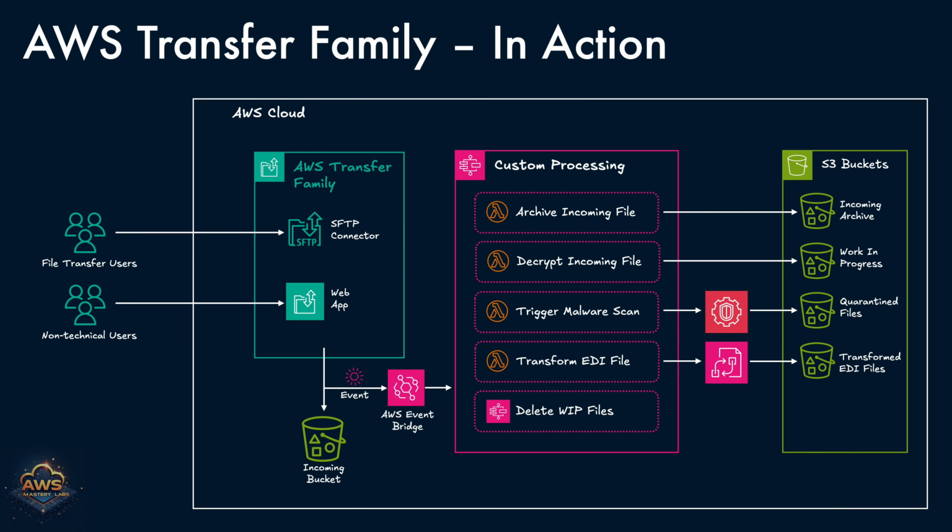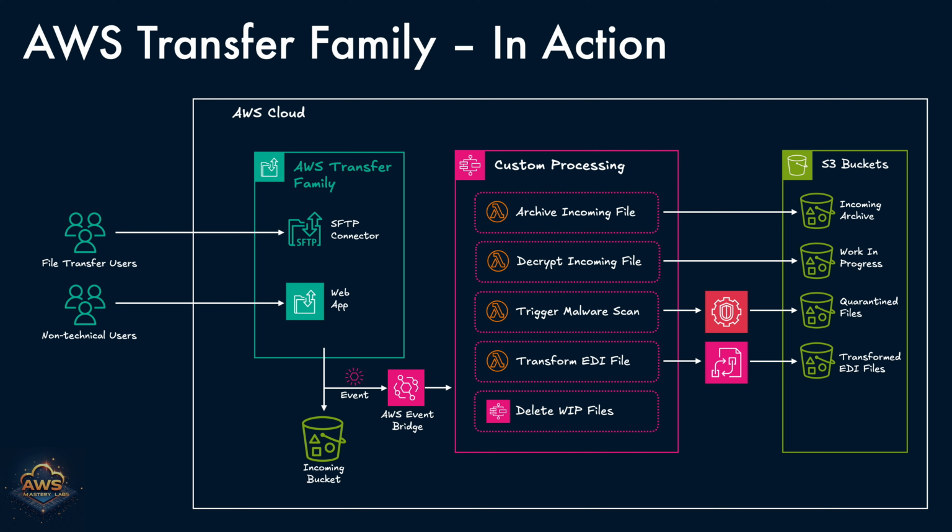In this illustration, we see two distinct groups of users on the left. First, we have file transfer users, technical teams or external partners, connecting through a secure SFTP interface. These users typically rely on legacy workflows and established automation tools. Alongside them, we have non-technical users who interact with the system through a user-friendly web application. This web interface allows them to upload, browse, and download files using just a browser. No special tools or technical knowledge required.